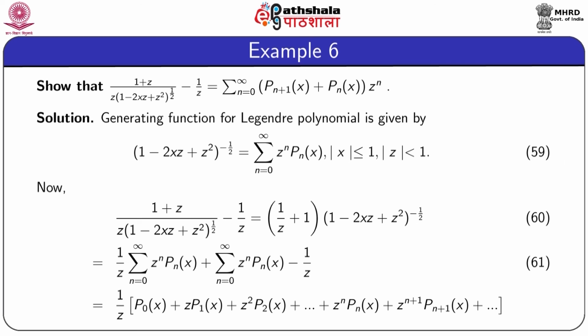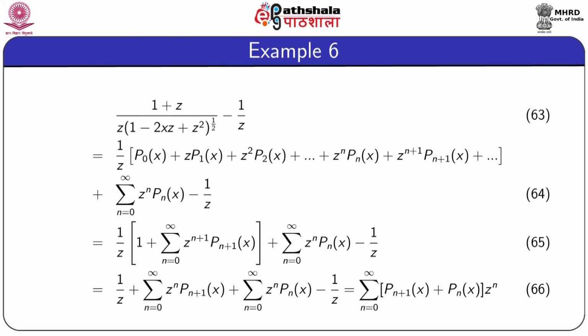We now put P_0 equal to 1 in equation 65, and what we get is equation number 67 as 1 by z into (1 plus summation z to the power n plus 1 P_{n+1}(x)) plus summation n equal to 0 to infinity z to the power n P_n(x) minus 1 by z. If you open the bracket, you will be seeing that you get an expression 69 with 1 by z and minus 1 by z, which cancels out and gives you equation number 70, which is our desired result.